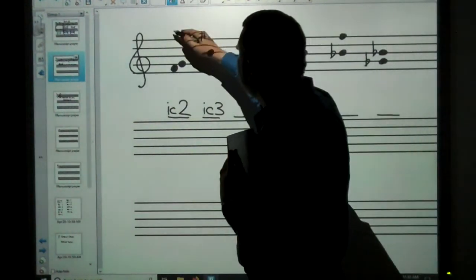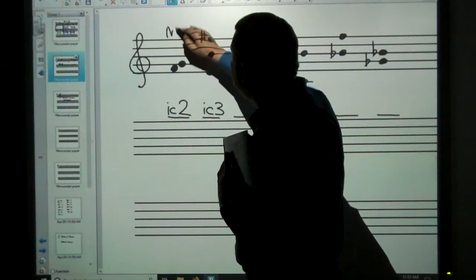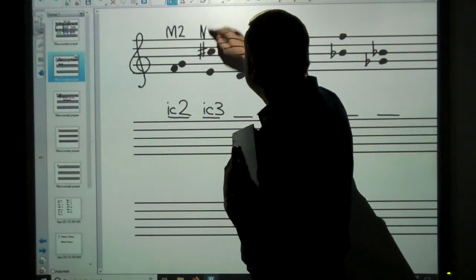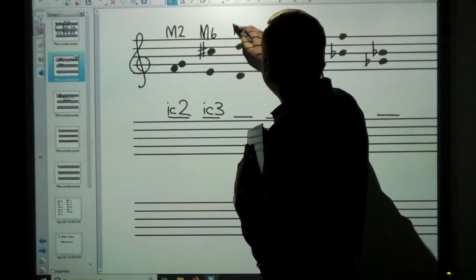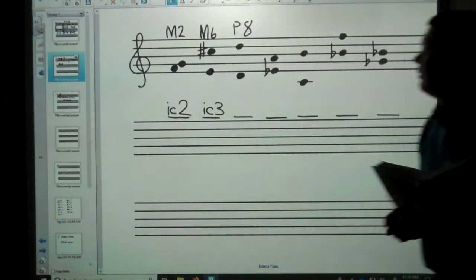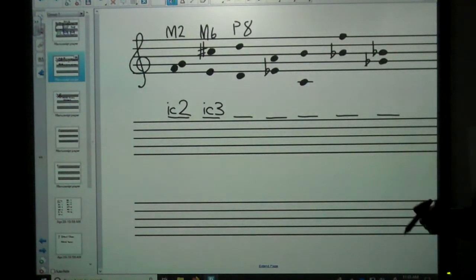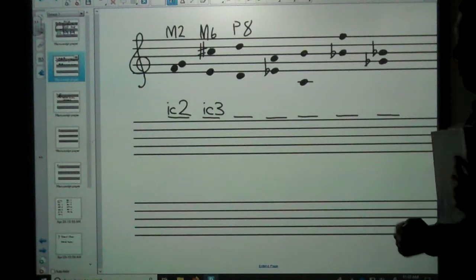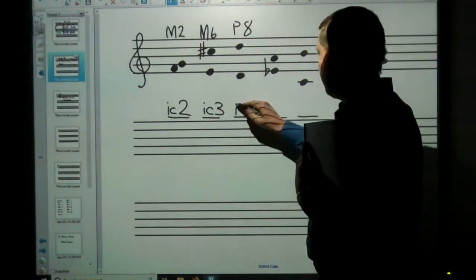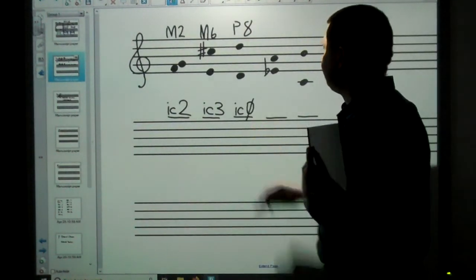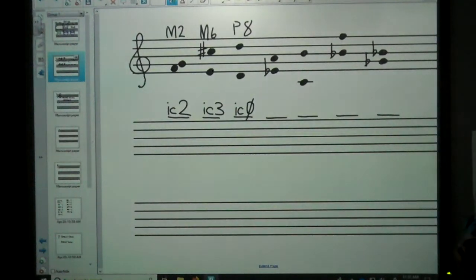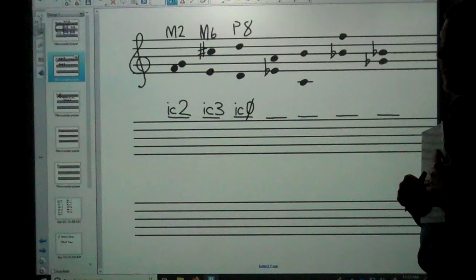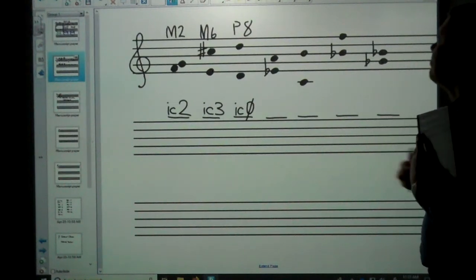In fact, I can put the traditional interval names up here. This is a major second. This is a major sixth. The next one happens to be a perfect octave. To what interval class does a perfect octave belong? Well, it belongs to interval class 0, because the inversion of a perfect octave is the perfect unison, which has no half steps.